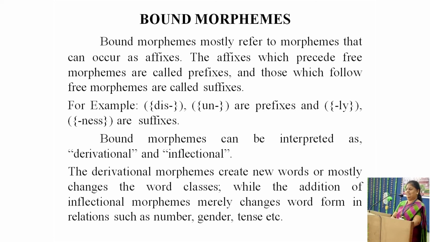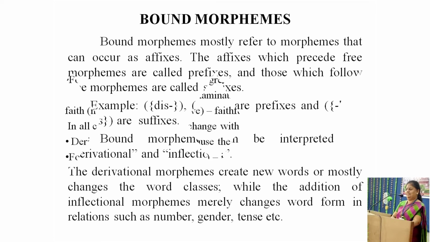Bound morphemes can be interpreted as derivational and inflectional. The derivational morphemes create new words or mostly change the word classes, while the addition of inflectional morphemes merely changes the word form in relations such as number, gender, tense, etc.